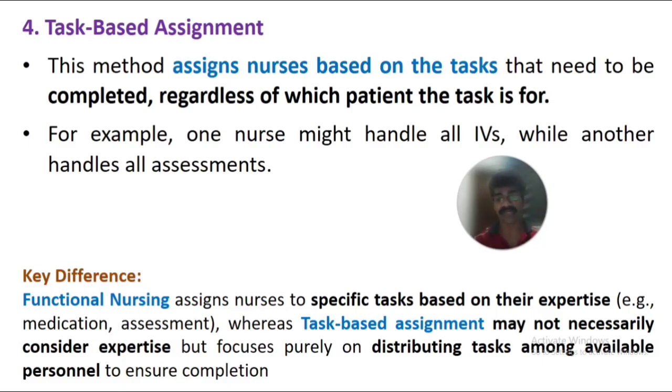to ensure the completion of the task. There are many procedures, and our aim is to complete all those procedures. For that we will assign the staff to different procedures, not according to the expertise or skill of the particular staff. That is the difference between functional nursing and task-based. Here it is only task based. In functional nursing, it is according to expertise, so the patient will get more quality and standard nursing care from a skilled or expert nurse.